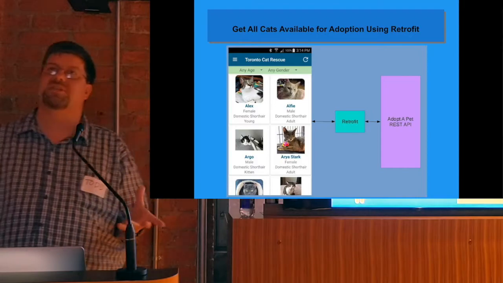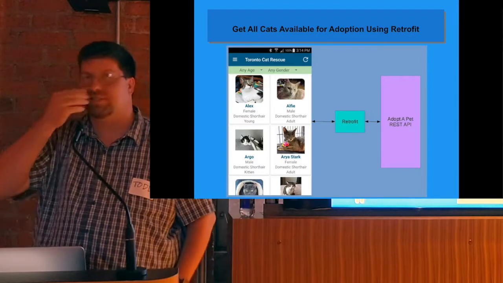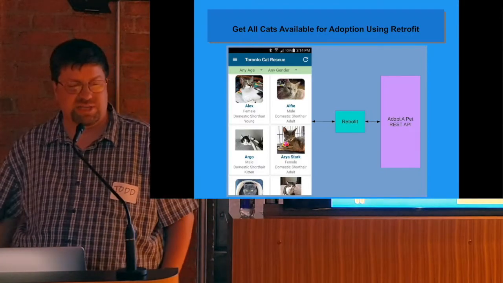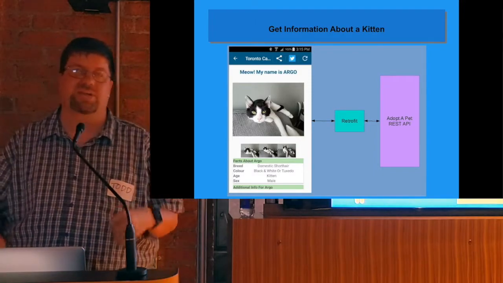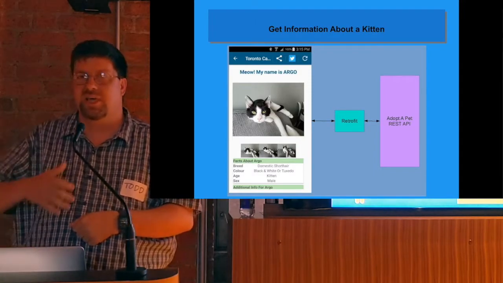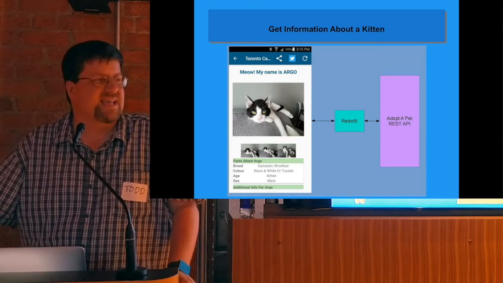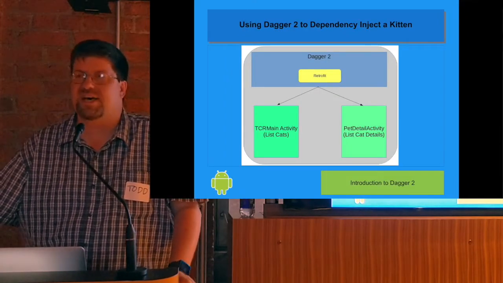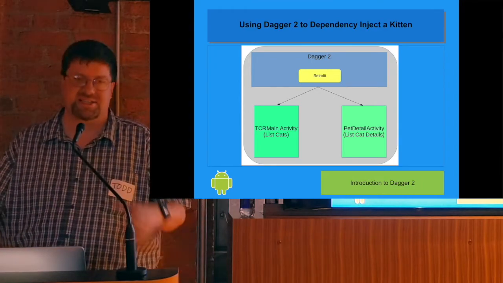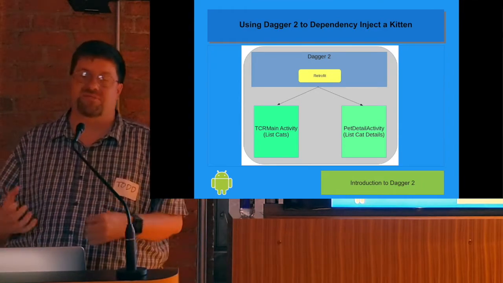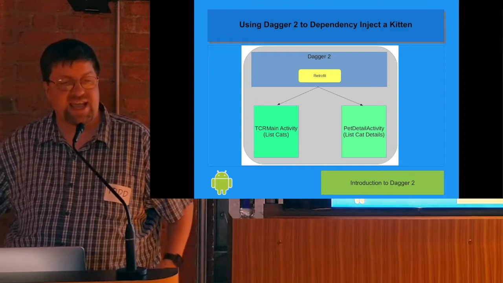So how does it actually work in my application? Well, actually what happens is I use Dagger 2. This is an oversimplified version of what will be referred to as a dependency graph. I have two activities, one that lists the cats available and another one that gives you more information on the cats. Because it's the same REST site that needs to be hit and the same Retrofit code, basically the Retrofit code exists in Dagger 2.